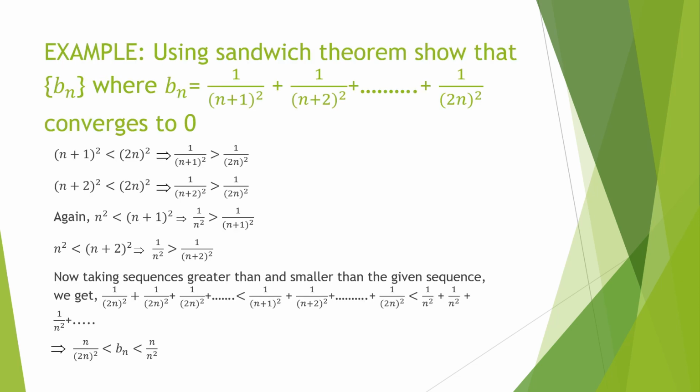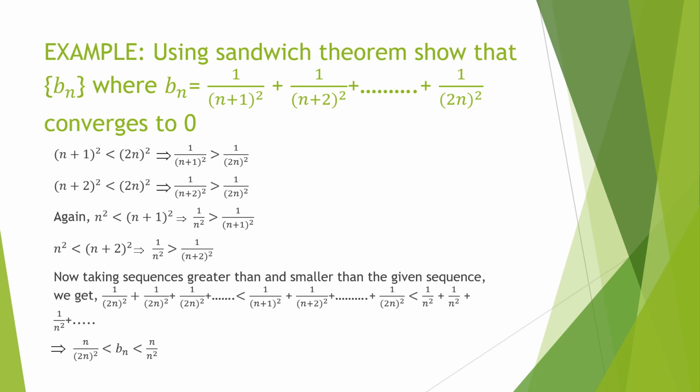Using the sandwich theorem, show that the sequence Bn, where Bn is equal to 1/(n(n+1))² + 1/(n(n+2))² + ... up to 1/(n(2n))², converges to 0. Which means that we have to show the limit of Bn is equal to 0 by using the squeeze principle.